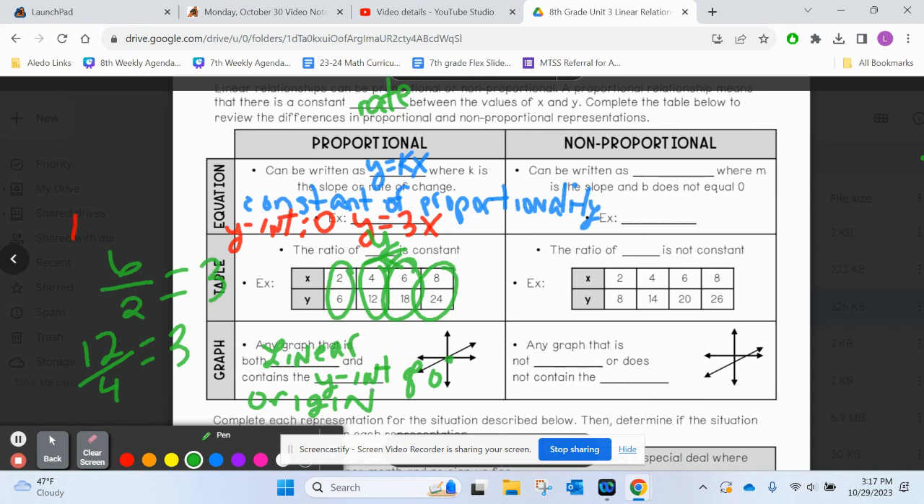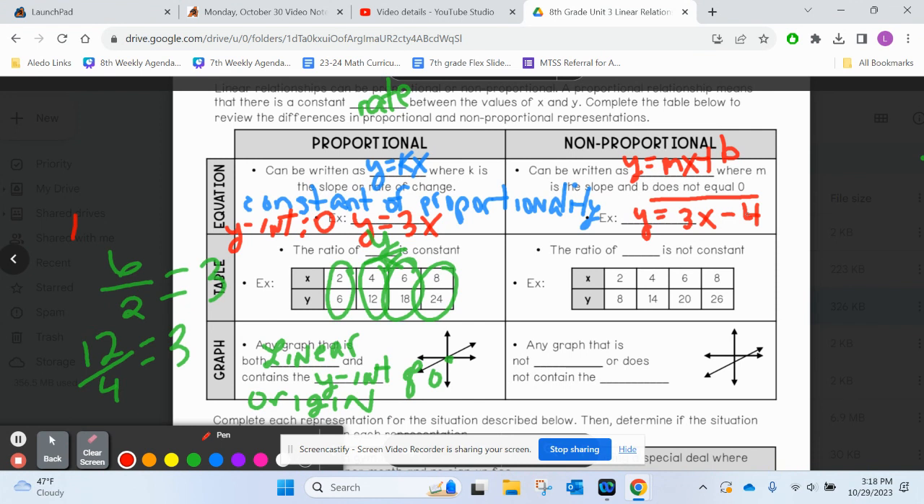Okay, let's look at non-proportional. So non-proportional is a little bit more of what we're used to. It can be written in the form y equals mx plus b, where m is the slope and b, the y-intercept, does not equal 0. It can be anything except 0. So an example, y equals 3x minus 4. This has a y-intercept of -4, and so that's what makes it non-proportional.